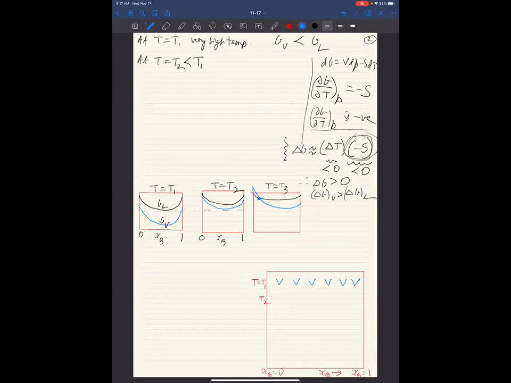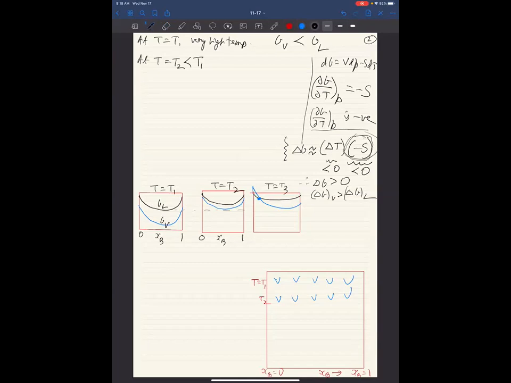So if we go back to our phase diagram, at temperature T2, at all compositions, blue is below black, right? I should, in this picture, call this vapor. Oh, I'm using blue. Okay, good. So this is all vapor. And at temperature T2, you can see blue is still below black, right? So at temperature T2, it's still going to be all vapor.